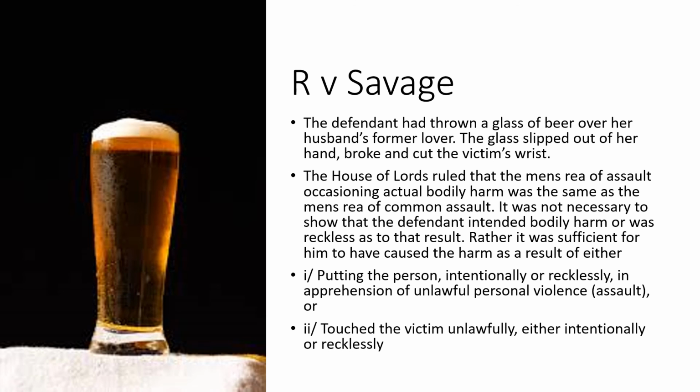In Savage, a famous case, the defendant had thrown a glass of beer over her husband's former lover in a pub. The glass slipped out of her hand, broke and cut the victim's wrist. Now this was a joint appeal, but the House of Lords ruled here that the mens rea of assault occasioning ABH was the same as the mens rea for common assault. It's not necessary to show the defendant intended bodily harm or was reckless as to whether bodily harm would result. Rather, it was sufficient to show the harm resulted from either intentionally or recklessly putting the person in apprehension of unlawful personal violence, therefore assault, or touching the victim unlawfully, either intentionally or recklessly, and that would be battery.